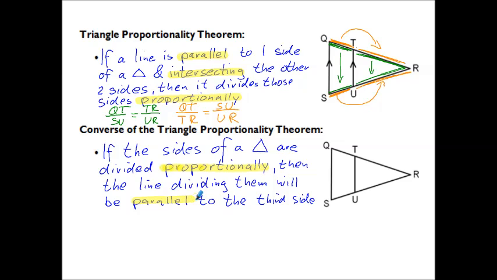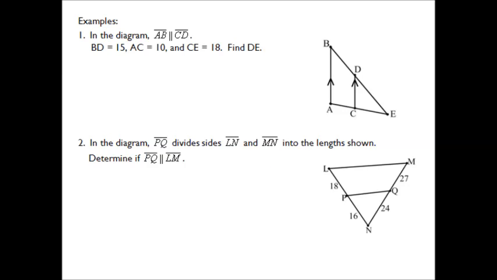Let's look at a couple of examples. Number one, in the diagram, AB is parallel to CD. We have that marked here nicely. AB is parallel to CD, and we're given some lengths of the segments. BD has a length of 15, AC has a length of 10, and CE has a length of 18. We are supposed to find DE. We don't know what DE is yet, so I'm going to put X as a variable here for the length of segment DE.